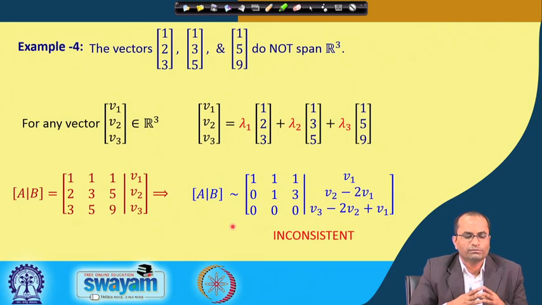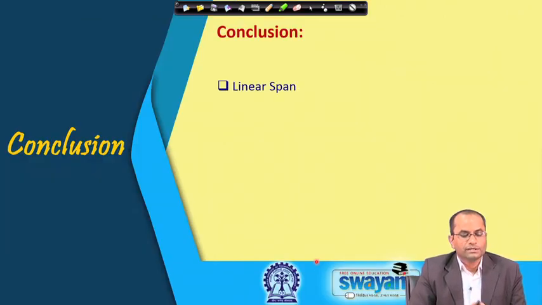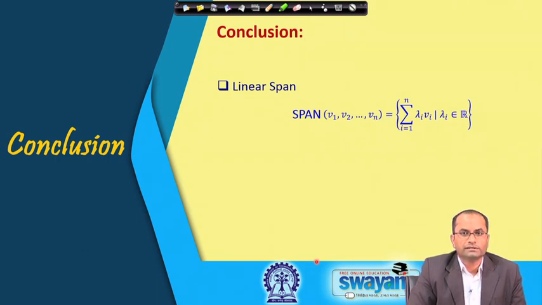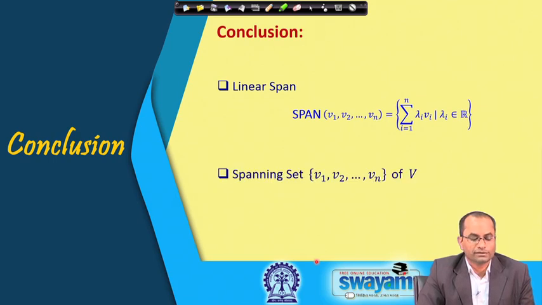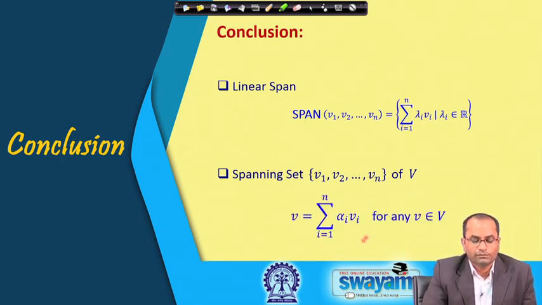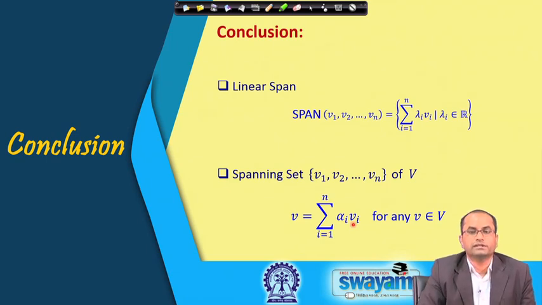There is a lot more to discuss on spanning sets, and that will follow in the next lectures. Here the conclusion is that the linear span is nothing but all linear combinations of the given vectors, and for the set v1, v2, ..., vn of V, we call it a spanning set if any vector of V we can represent in the form of these vectors. Then we call that this is a spanning set.